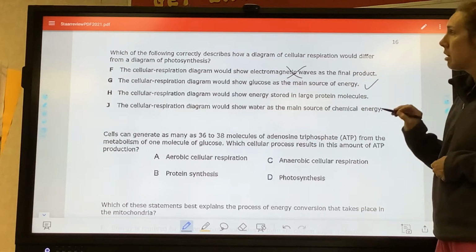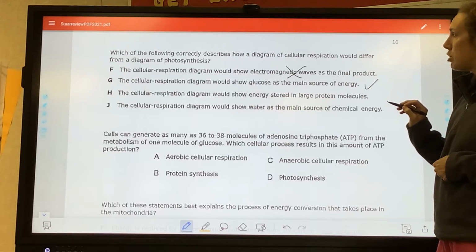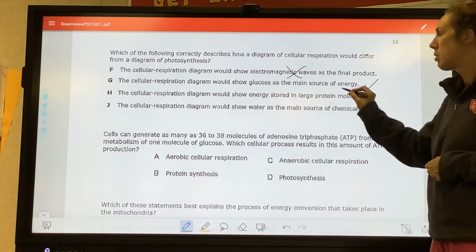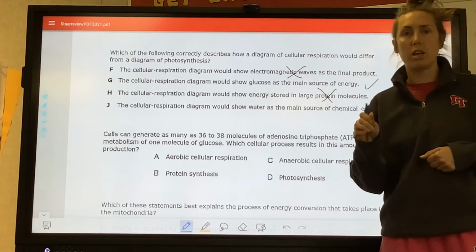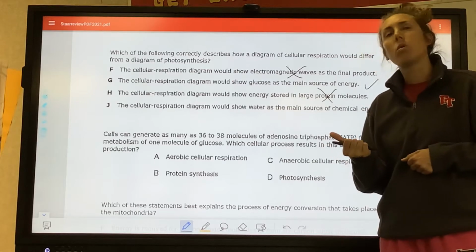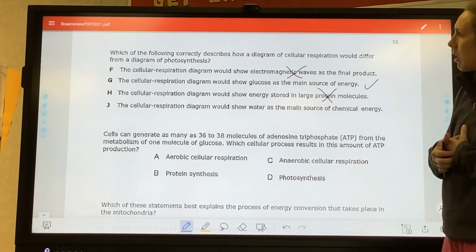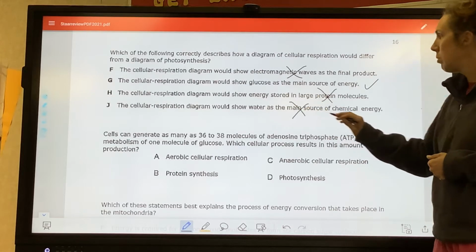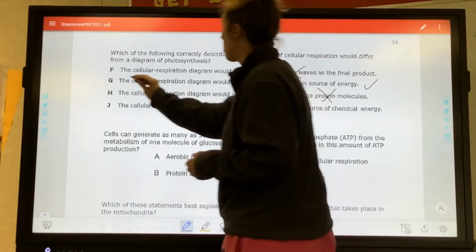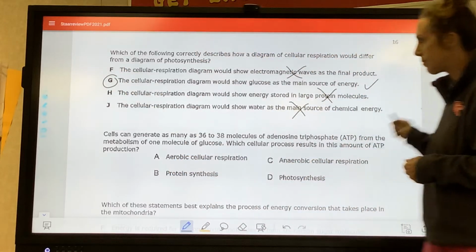Okay. Cellular respiration diagram would show energy stored in proteins. Proteins get stored as quick energy in carbs or stored energy in lipids, okay? The cellular respiration diagram would show water as the main energy source. Nope. So I like the glucose as the main energy source.